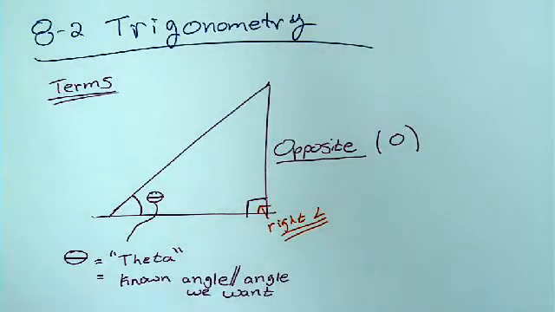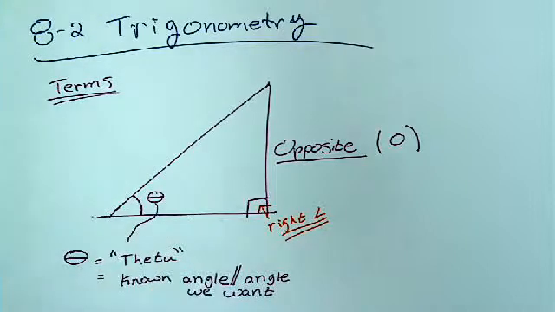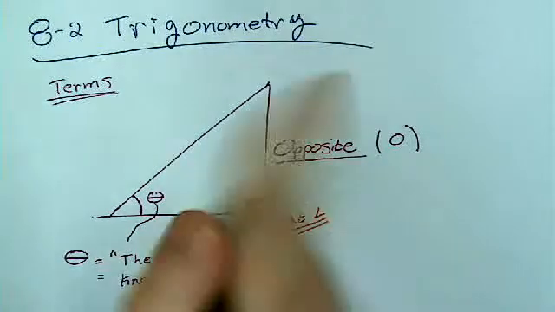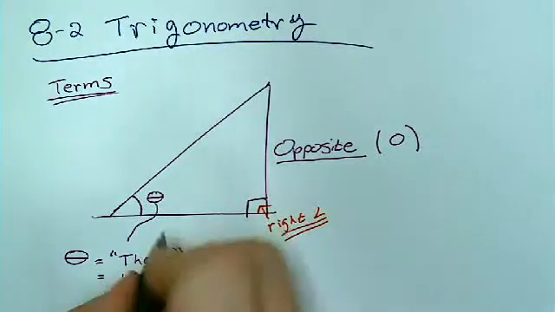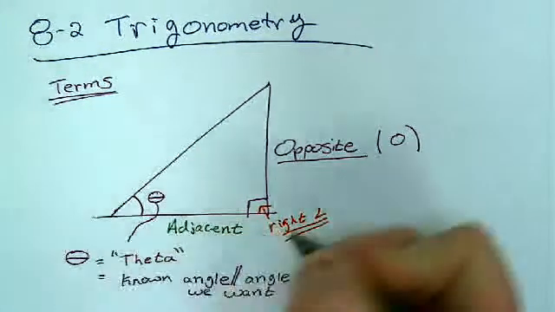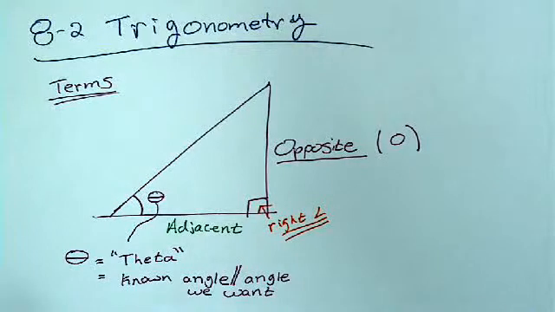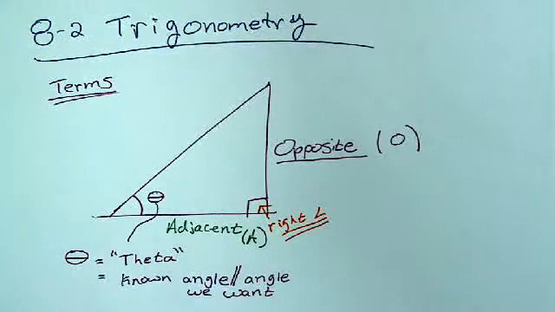The side that is adjacent to the angle, meaning next to, but which next to? That's a good point. Not the hypotenuse, but not the hypotenuse. It's called the adjacent. Well, what were these math guys thinking? How are you supposed to remember that?